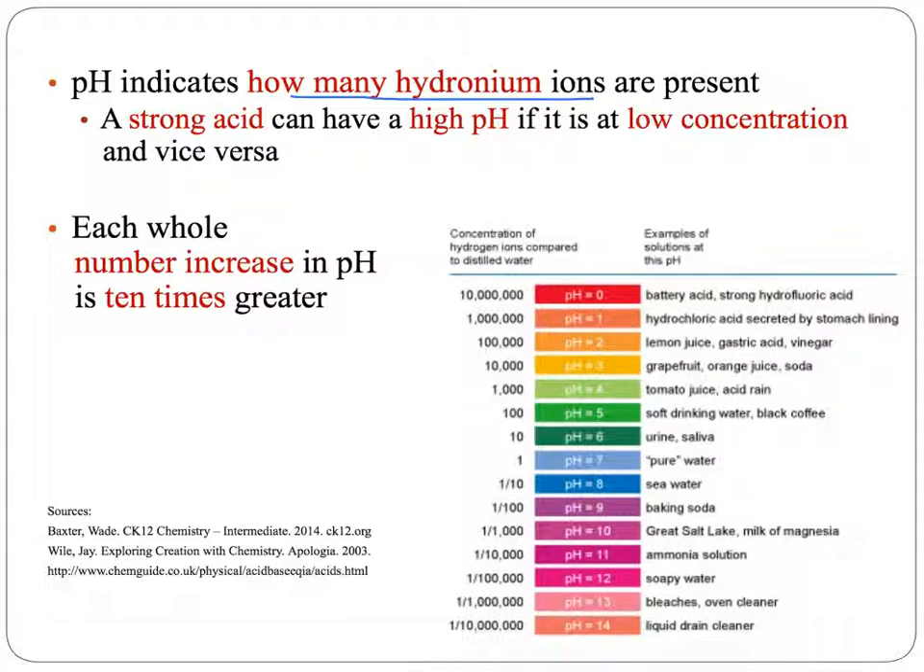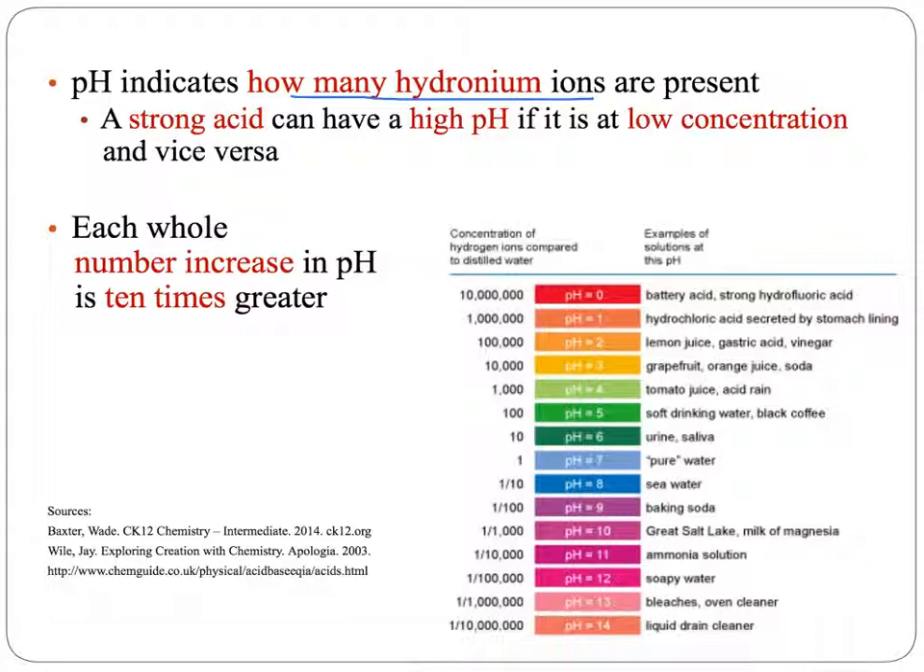And conversely, you can have a very high concentration of a weak acid, an acid that does not ionize or dissociate very much. But you've got so much in there that you've just loaded it up with hydronium ions, and so the pH is going to register a dangerously low amount.